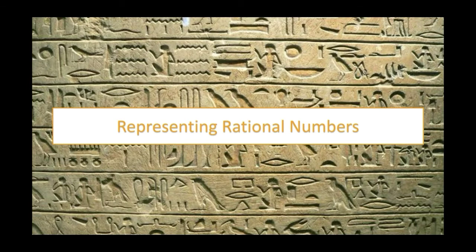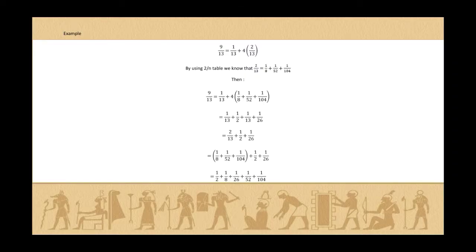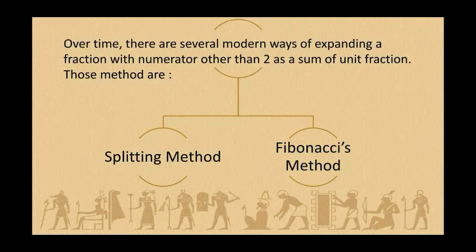Okay. Next, representing rational numbers. There are several ways of expanding a fraction with numerator other than 2 as a sum of unit fractions. For example, we can use the 2 over n table from the Rhind papyrus. The example is like this. But calculating fractions with a numerator of more than 2 is not necessarily correct when using the 2 over n table.